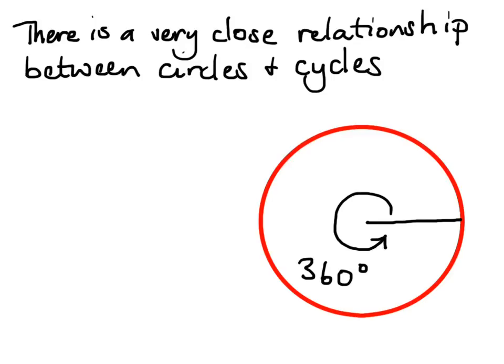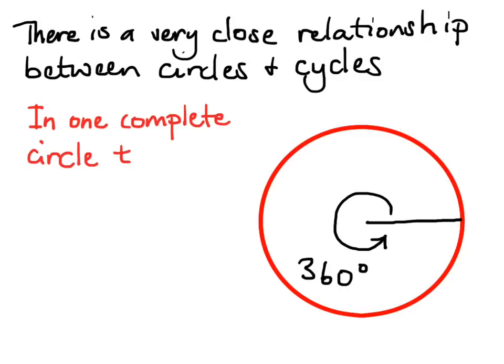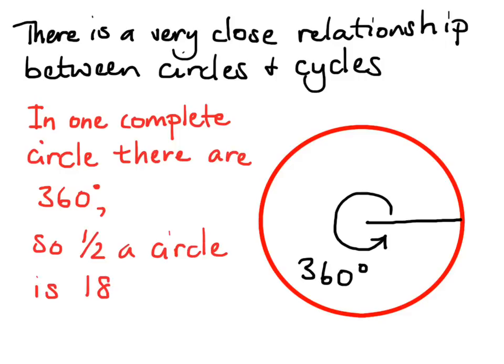So in a circle, we have 360 degrees to go around one complete rotation. So we're all familiar with that, I think. So if you only went round half a circle, that would be 180 degrees, and a quarter of a circle would be 90 degrees, and so on. So you could work out how many degrees according to what fraction of a circle you turn through.